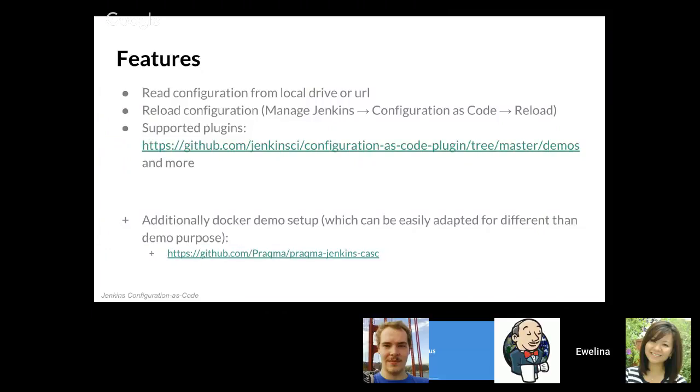We support reading configuration files, YAML files, both from a local drive or whatever URL. We are using raw GitHub URLs in our demo setup. There is a button available under Manage Jenkins, Configuration as Code, Reload, that I will show you in about 2 minutes.